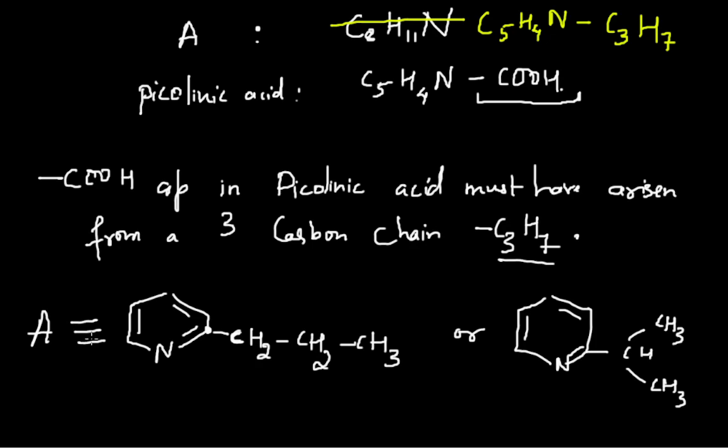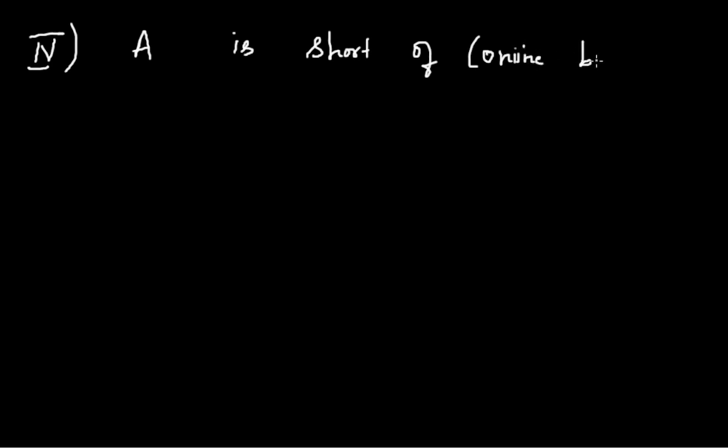Now point 4. A is short of coniine by 6 hydrogen atoms.